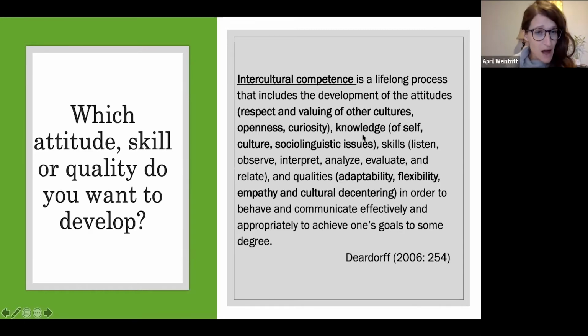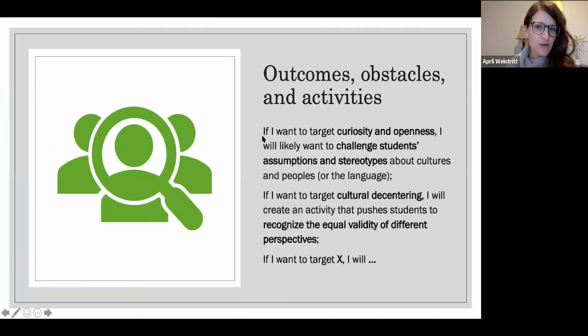You could also take knowledge. You could also take skills or qualities. Although I will say that in our activities, we have not yet targeted skills. We use full immersion teaching to target skills, right? When we think of listening and observing and these sorts of things, but we definitely work on qualities. So this is the first example that I've just given, that if I want to target curiosity and openness, I will likely want to challenge students' assumptions and stereotypes.